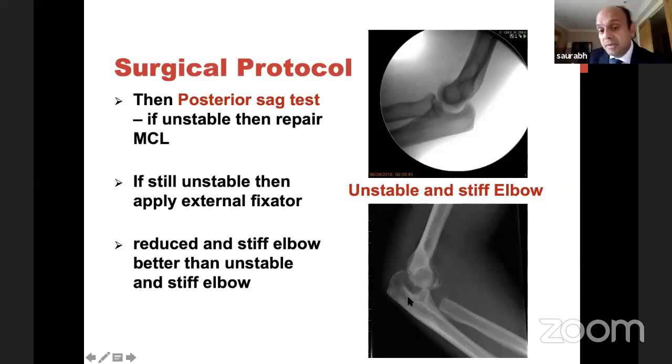For example, here you can see there is a posterior sag, so it's unstable. There is instability to the elbow, but because of all the capsular contractures, it is stiff. This is the worst of both worlds. You have to correct instability and stiffness, which is a very bad situation to be in. So I'd rather accept a stiff elbow but a stable elbow, because stiffness, you can arthroscopically release the capsules, or you can do an open release later at 6 months, 9 months.